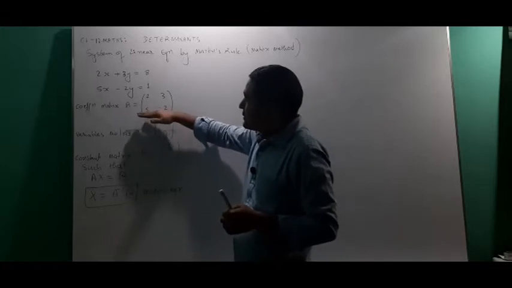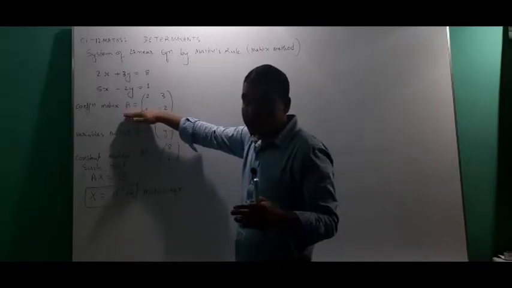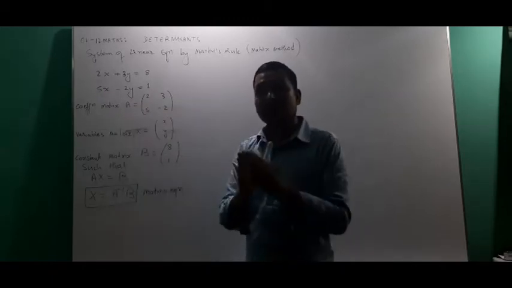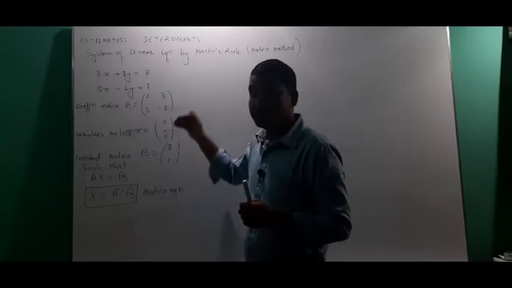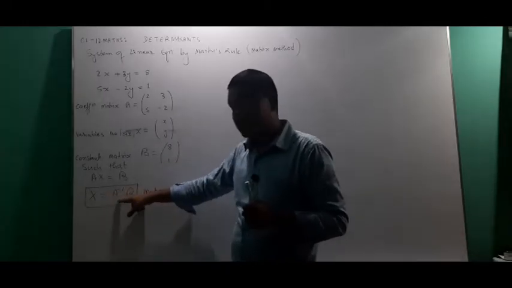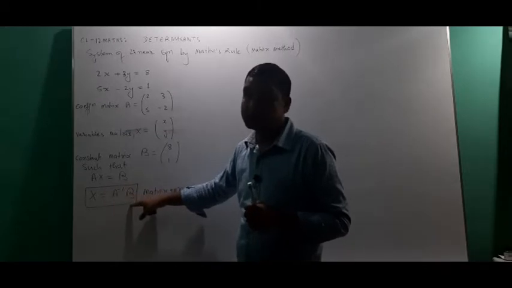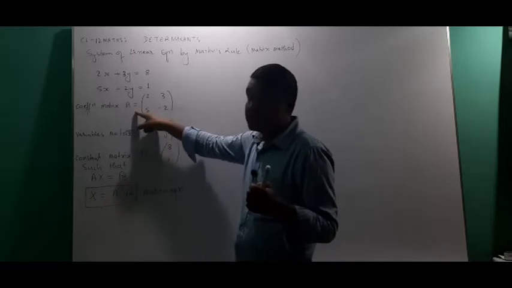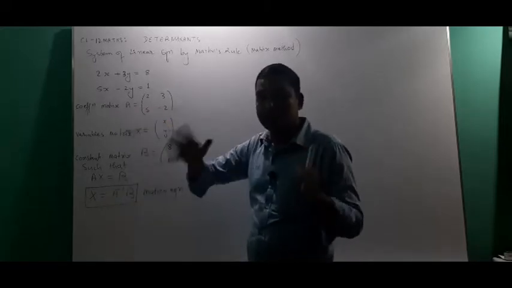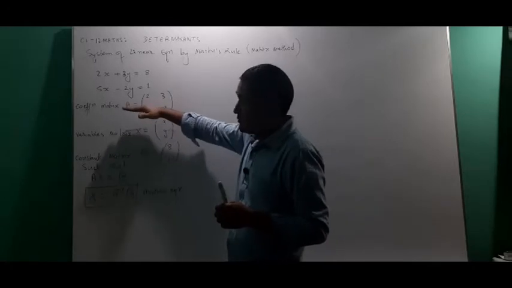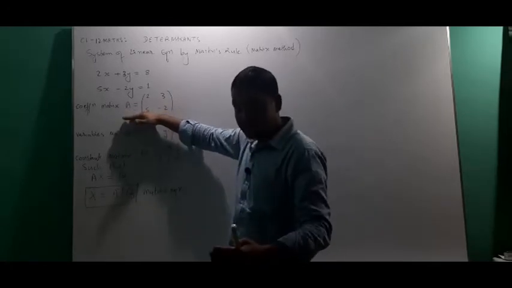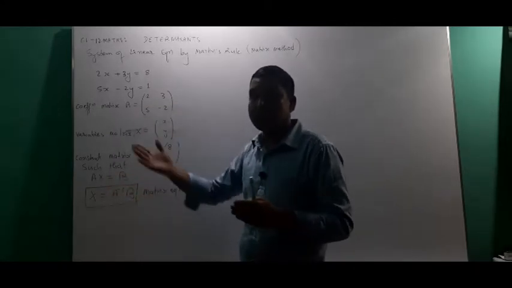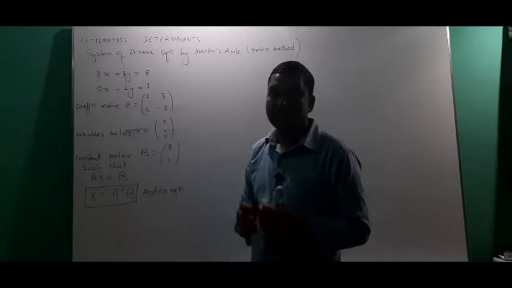That means first get the determinant of the coefficient matrix. If the determinant is other than 0, then we will proceed further to get the A inverse, because according to the equation we need A inverse to get the values of the variables. If the determinant is 0, it is not possible to get the inverse. That's why first get the determinant. If it is other than 0, then we get A inverse. After getting the inverse, we use this equation to solve the system of equations.